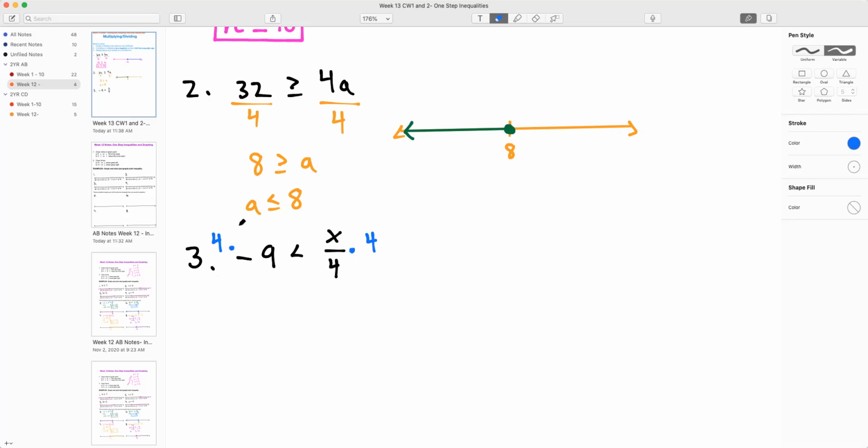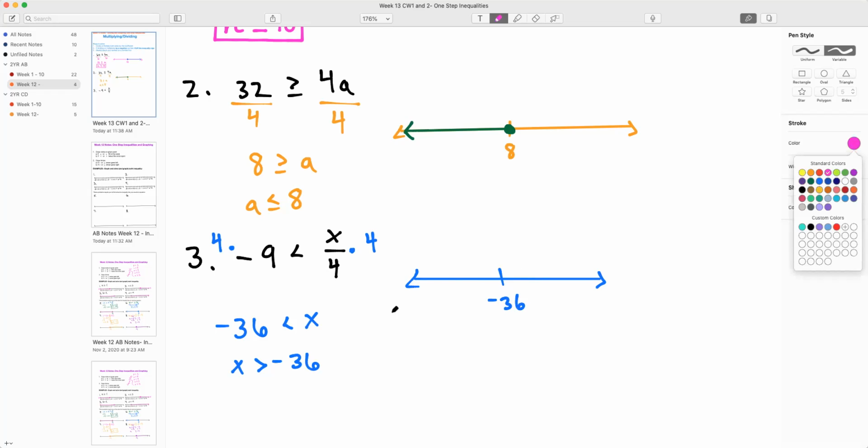And then we have -36 is less than x. And then we're going to have to flip it, right? Because we want the variable to be on the left side so that we can easily see how to graph it. So -36 will go right here on the number line. You don't need to draw any other numbers. That's totally fine. And since x is greater than, not equal to, we're going to draw an open circle at -36, but then a line going to the right.